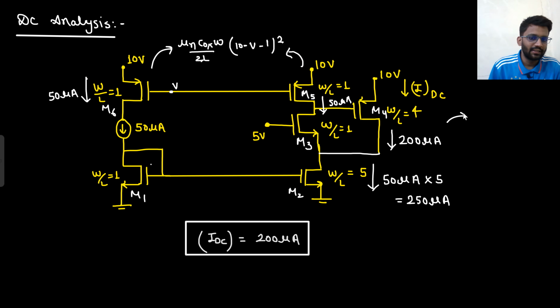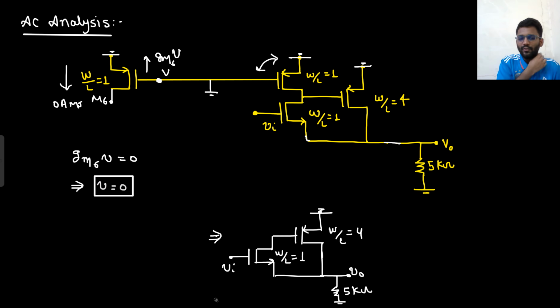Can you determine this Gm4? Yeah, certainly I can determine this Gm4. What would that Gm4 be? Root 2 into mu p Cox W by L into ID. So that I can determine. So everything I can determine. So it's up to you. Tell me the value of small signal voltage gain.